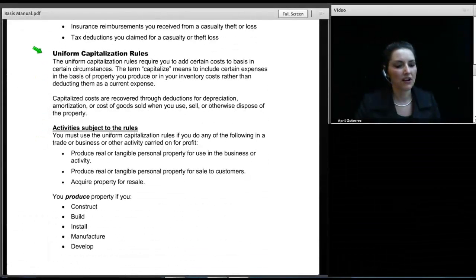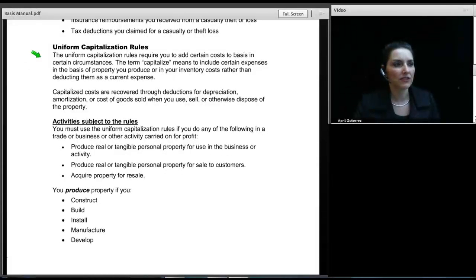The next item we're going to talk about is a fairly complex one, and I'm not going to spend a lot of time on it, but it is really worthy of a separate discussion all its own, and that is the Uniform Capitalization Rules.